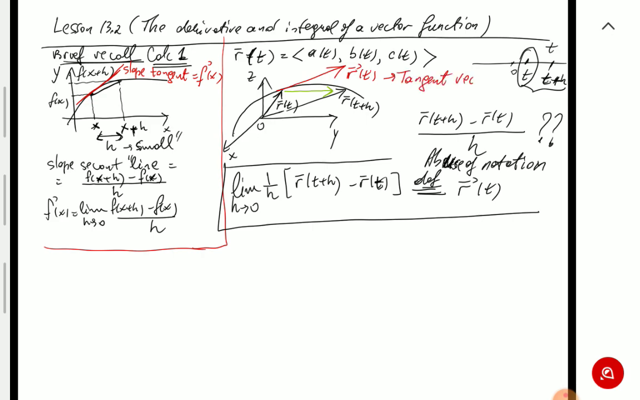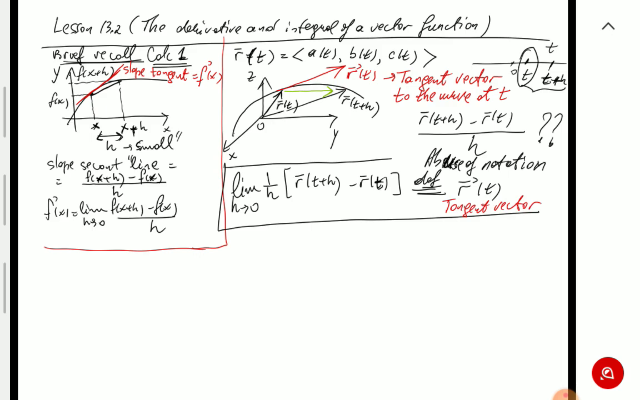A tangent vector to the curve at t, right, at the given point t. It's a local quantity, right? If you change the point, you have a different tangent vector, obviously. So I hope the analogy is pretty clear, right? In calculus 1, f prime of x is the slope of the tangent line. In calculus 3, r prime of t is the tangent vector at the curve. It will have its own magnitude and orientation, obviously.